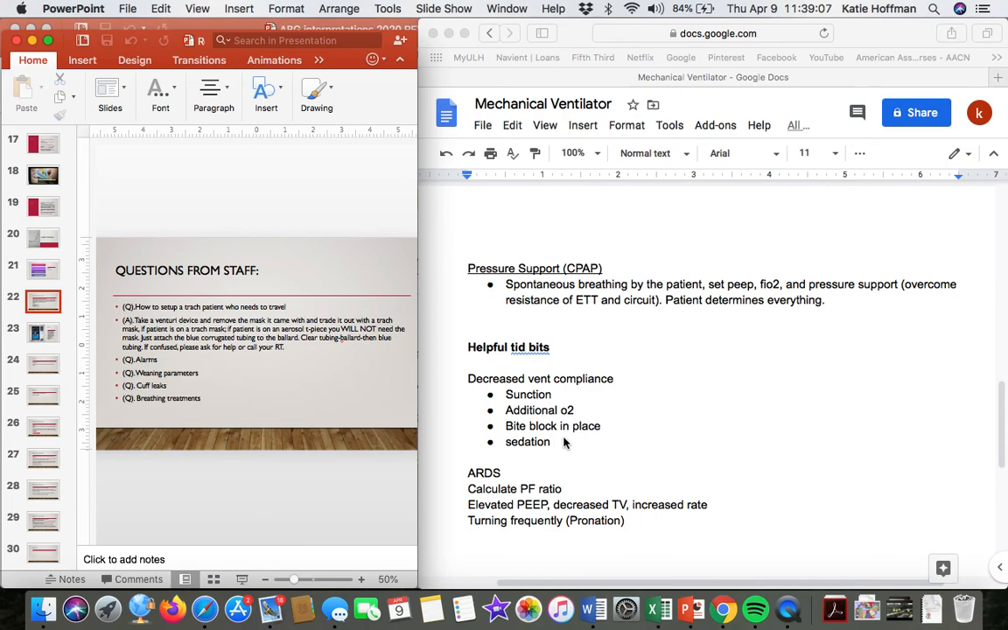Do you have any other tidbits, Kevin, as far as troubleshooting? Yeah, go in and see what's going on with your patient. That's the big thing. And then just call RT. But before you call RT and make them run all the way across the hospital to suction your patient, just troubleshoot and see if there's anything that we as nurses can do before we call RT to help us troubleshoot.